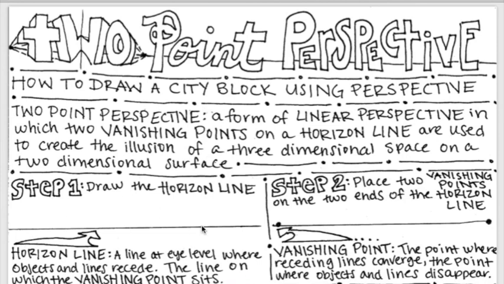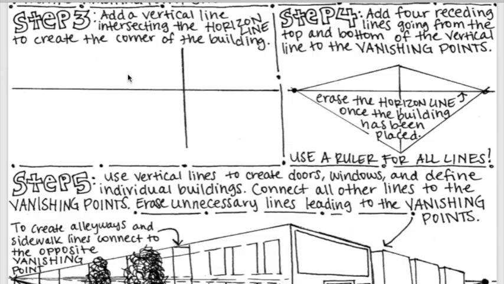Okay, so step 1, draw a horizon line. Again, your horizon line is a line at eye level where objects and lines recede, the line on which the vanishing points sit. Step 2, place 2 vanishing points on the 2 ends of the horizon line. And it doesn't have to be all the way to the 2 ends. You can go kind of a little bit in. That's what I'll do on my demo. And the vanishing points are, of course, the points where receding lines converge and the point where objects and lines disappear.